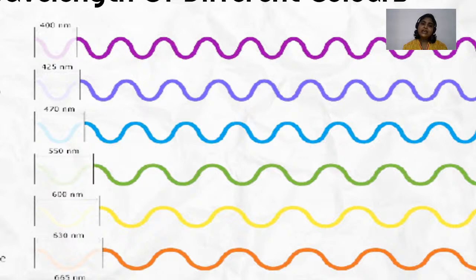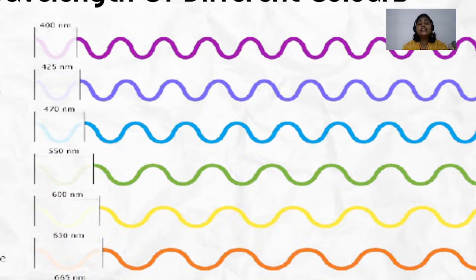Now let's see what the different wavelengths of different colors are. As I told you, wavelength is the distance between two peaks on the wave. Starting with the first one, violet has a wavelength of 400 nanometer. Coming to indigo, indigo has a wavelength of 425 nanometer.